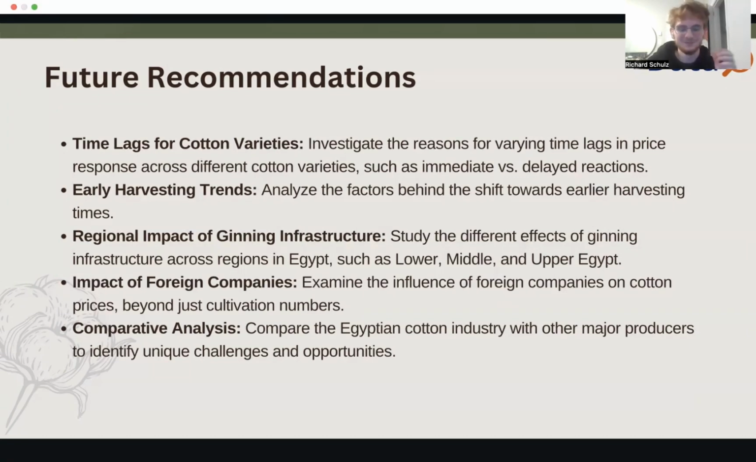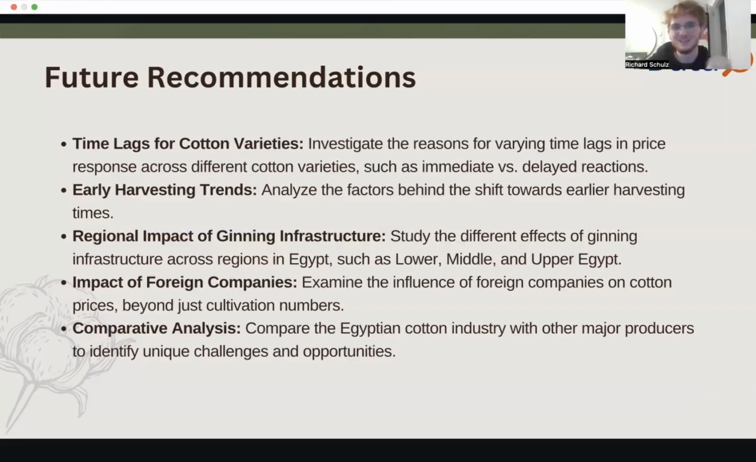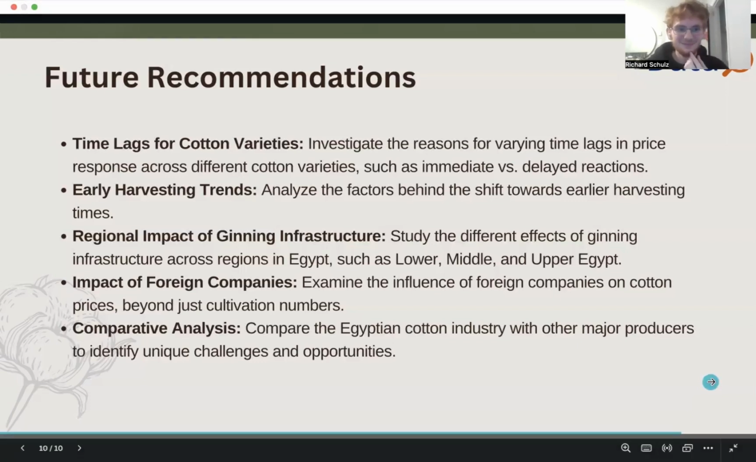An audience member in one of our presentations made a point about foreign investments into Egypt during the time period, and we believe this may be an interesting area for future analysis. Finally, we believe comparing the Egyptian cotton industry with other major cotton producers like America may lead to other interesting findings.